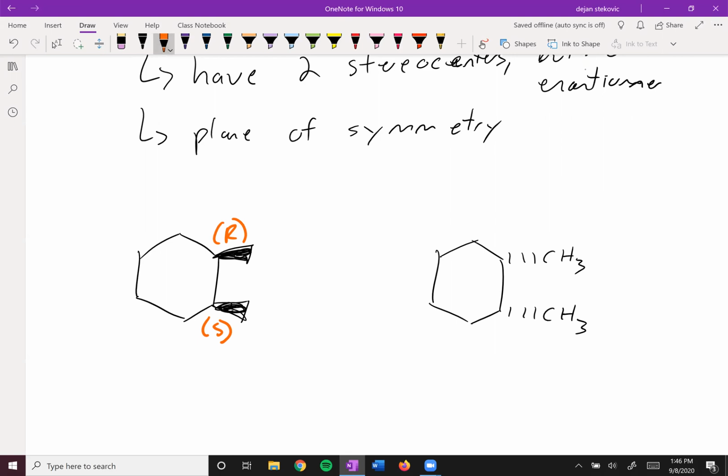And if you figure out the stereochemistry here, this one is S and this one is R. So it does indeed look like they flip, right? This top one became an S and then this bottom one became an R. But really there's a plane of symmetry here.